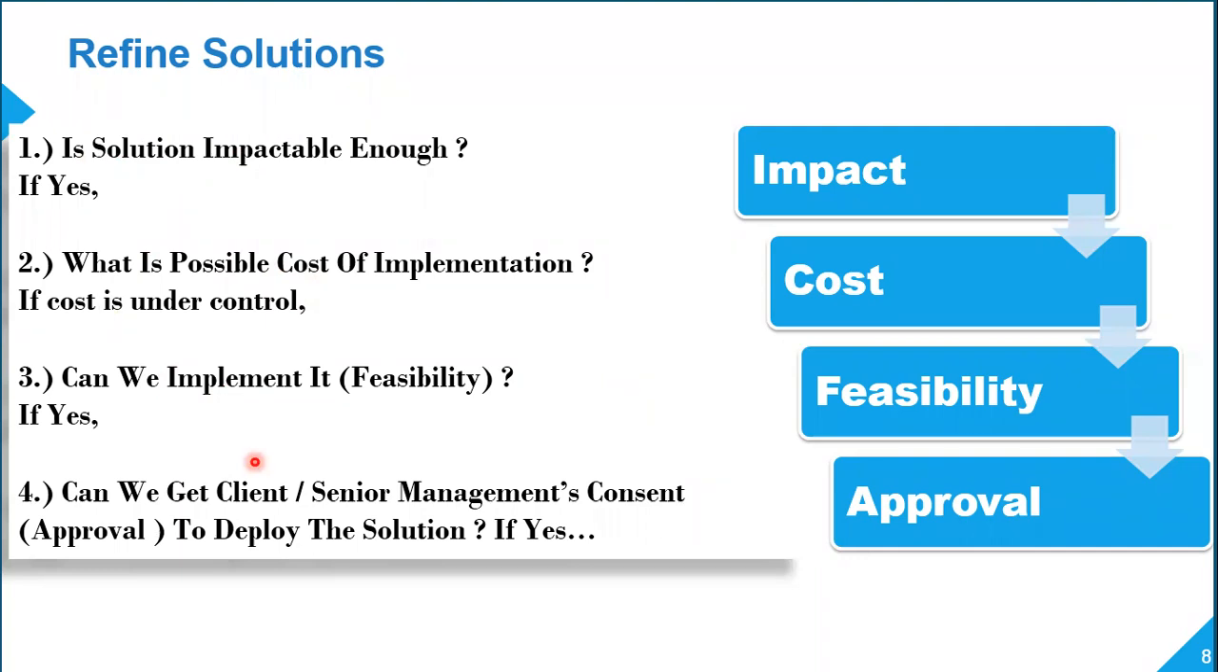It might be relatively less costly, but can we actually implement it on the floor? That feasibility needs to be checked by them, because there might be different challenges in implementing a given solution. Solutions are of two types. One is a one-time solution, where you implement it one time and that's it. The other type is implemented on a day-in, day-out basis, right?